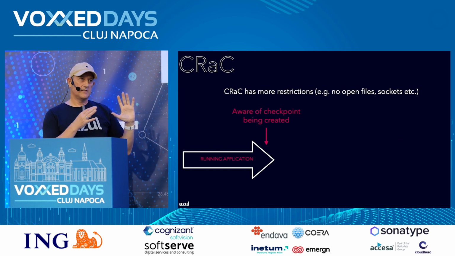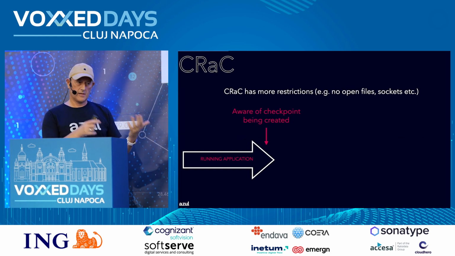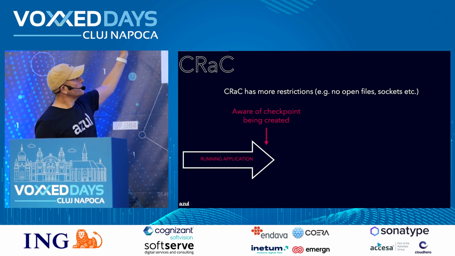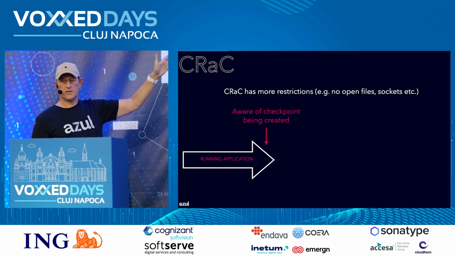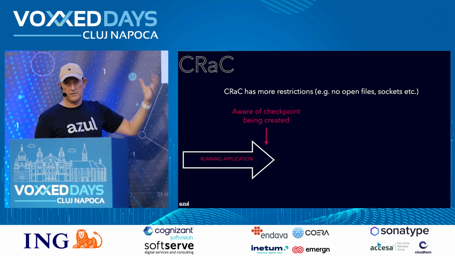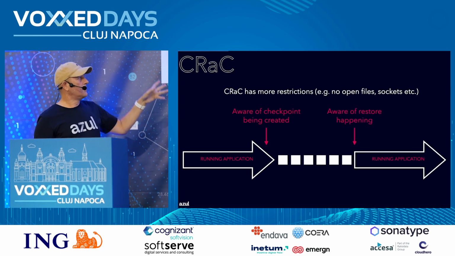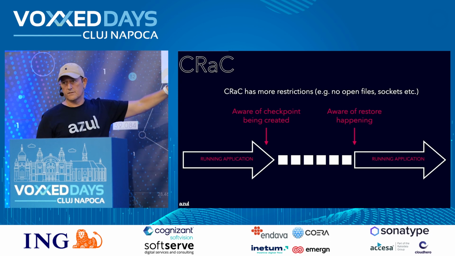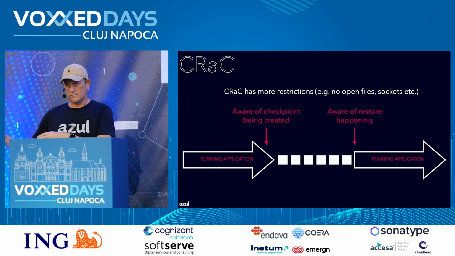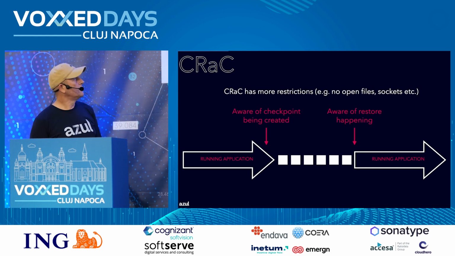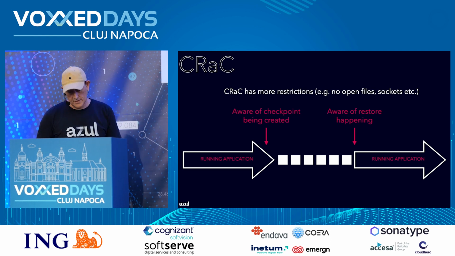And now to give you an idea of what we need to do to make the application aware of checkpointing and restoring, you have the running application. Before we create the checkpoint, there must be some mechanism to let your application know you will be checkpointed right now, right? And that's what we do. And the same thing when you restore it, then again, we have to let the application know you got restored from a checkpoint. So if you need some resources, do something, right? This is the main reason why we need an API.